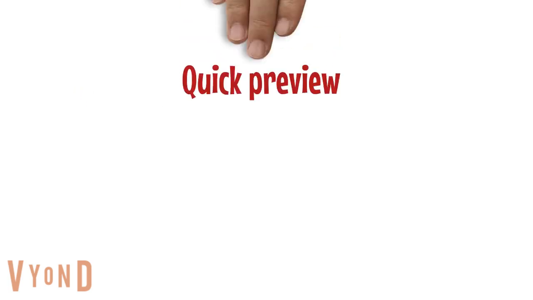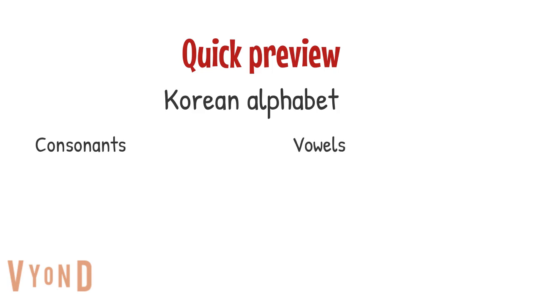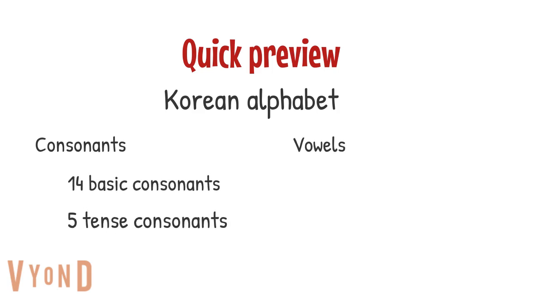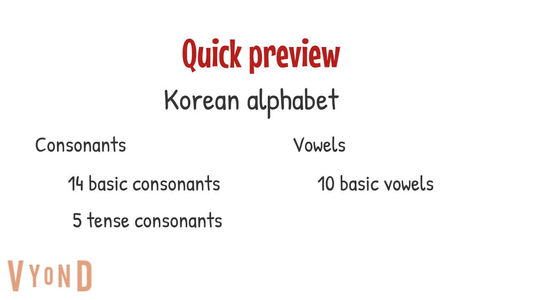Okay, so before we move on, let's do a quick preview. In the Korean alphabet, there are consonants and vowels. In consonants, there are 14 basic consonants and 5 tense consonants. In the vowels, there are 10 basic vowels and 11 combination vowels. Today, we're gonna learn about those 11 combination vowels.